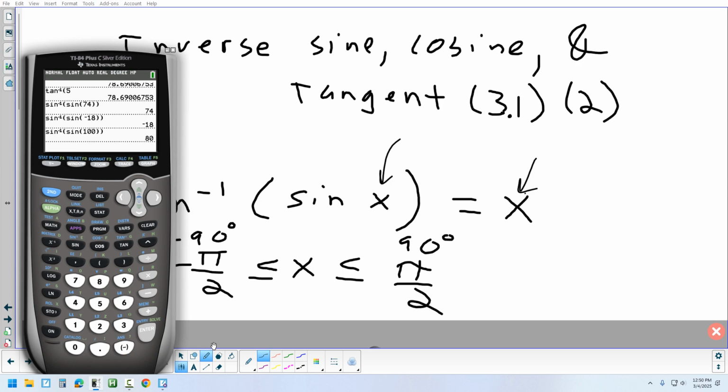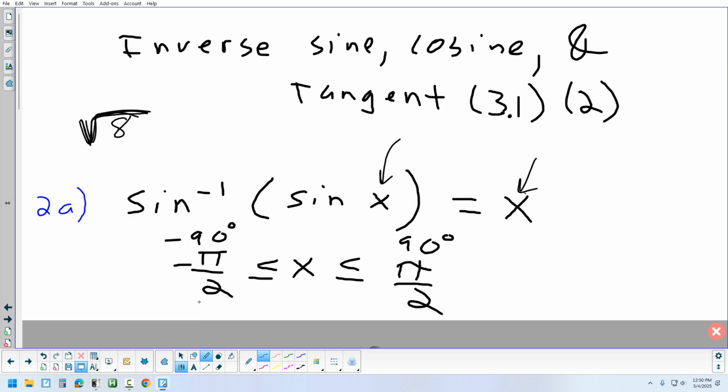But the more important thing is just to remember when this formula works. If you plug in a number between negative 90 and positive 90, that's when you get the same thing back. So are we not allowed to do it if it's over 90? Yeah, well, it doesn't work. So you stay between negative 90 and 90.